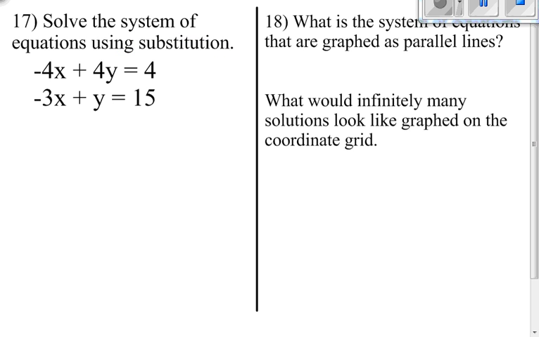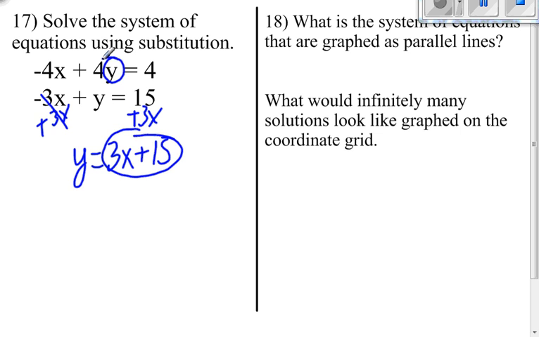So for substitution, one of the equations needs to be either y equals or x equals. So this equation's clearly easier to fix into the correct form. Add 3x to both sides, and you get y equals 3x plus 15. Now we're going to substitute that in the other equation where you see the y. Negative 4x plus 4 times (3x plus 15) equals 4.